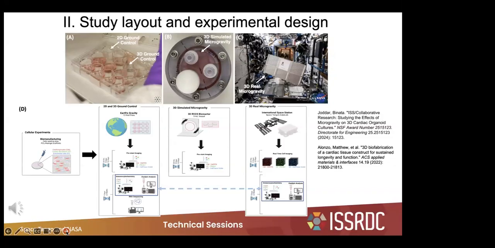These organoids were exposed to three conditions: ground controls, including 2D cultures and 3D scaffolds under Earth's gravity; simulated microgravity with 3D scaffolds in a rotating bioreactor; and real microgravity using 3D scaffolds aboard the International Space Station, housed by Space Tango's Cube Lab.